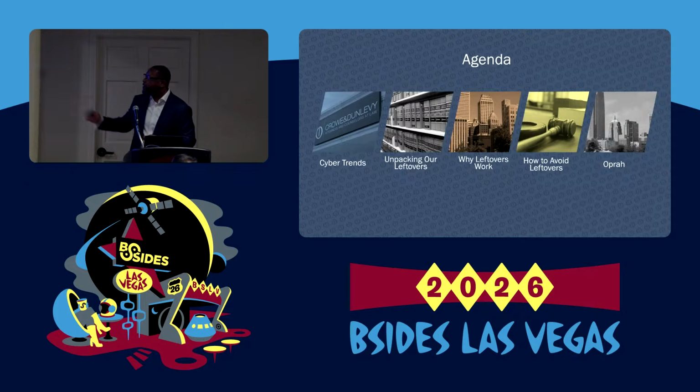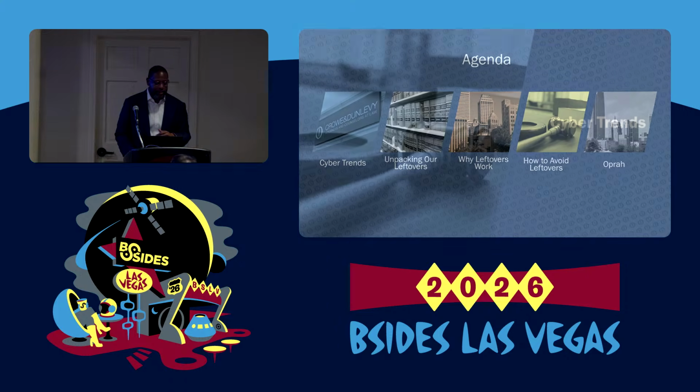So let's talk about our agenda. We'll first start talking about some cybersecurity trends. I'll talk about a little bit of cybersecurity law. A cybersecurity lawyer has to talk a little bit about law. Then we'll talk about leftovers, and then we'll talk about why they work, before talking about ways that we can avoid them. And then if we have a little bit more time left, we'll talk about how Oprah, yes, that Oprah, can make all of us a little bit safer. All right, does that sound good? All right, so let's go.